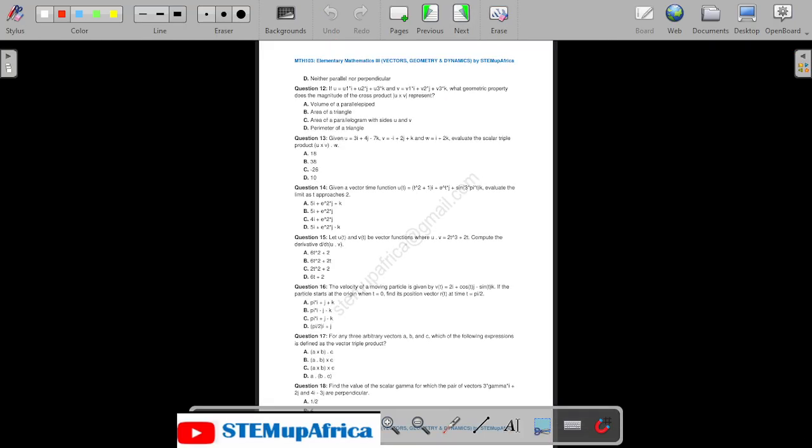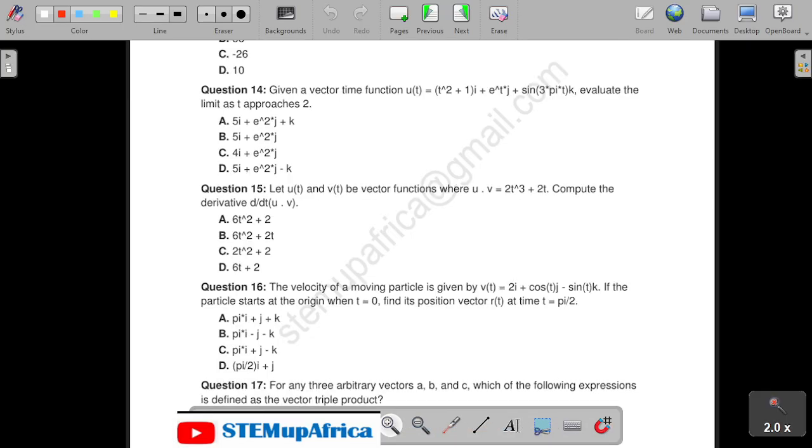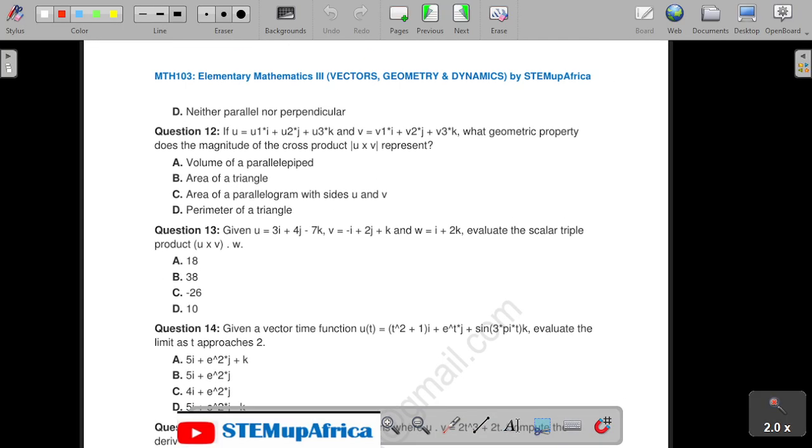So let's look at question 12. They gave us vector u is this, v is this. What geometrical property does the magnitude of this and this represent? It represents the area of a parallelogram. That's what they represent, the area of a parallelogram. That's option C.